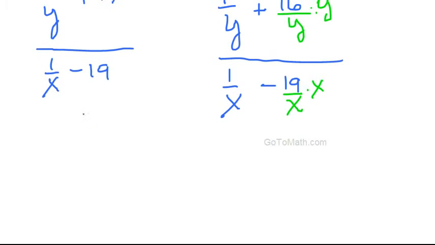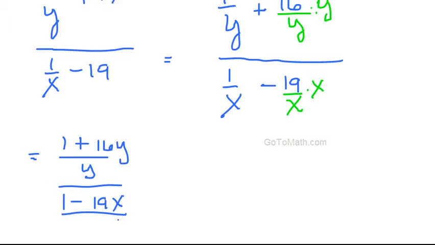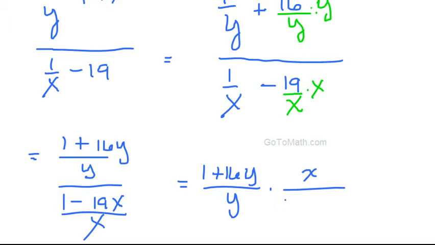All right. We'll continue this right over here. So we're going to have 1 plus 16y. You could write this 16y plus 1, it doesn't matter, over y, and that's all over 1 minus 19x over x. And of course we're going to want to simplify that down. Now instead of writing division, we're going to write multiplication. That means we're going to flip this fraction. So we're going to have x over 1 minus 19x.